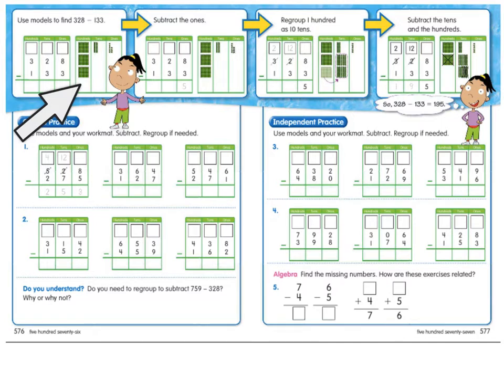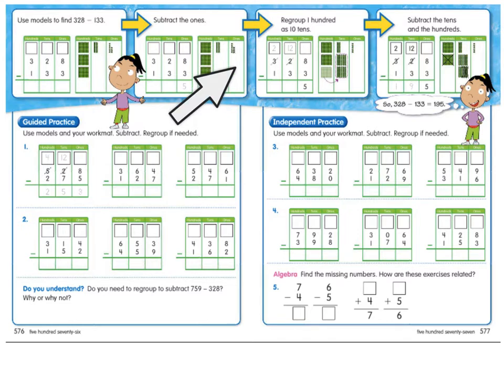The first box says, use models to find 328 minus 133. If you look at the models that have the flats, the rods, and the ones, you will notice that it starts with 328. Now if you move on to the second box, it says the first step is to subtract the ones. So 8 ones minus 3 ones equals 5 ones. And you can see using the models that they have crossed off 3 of those ones.